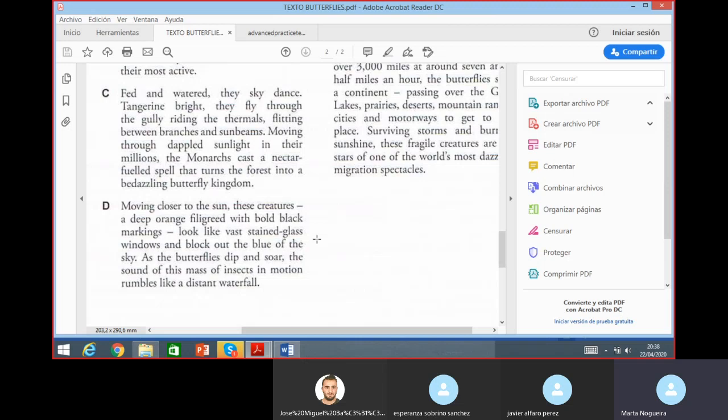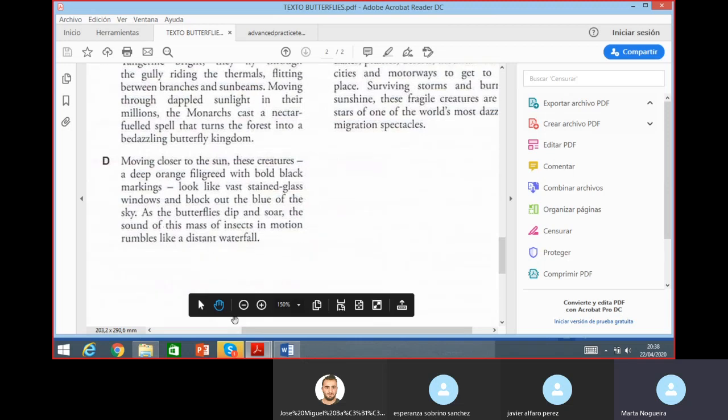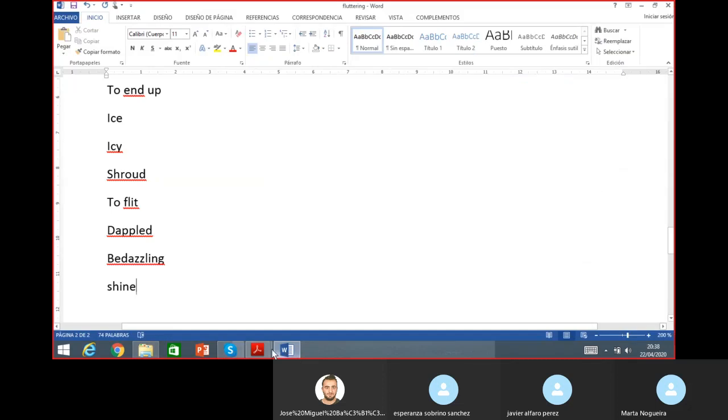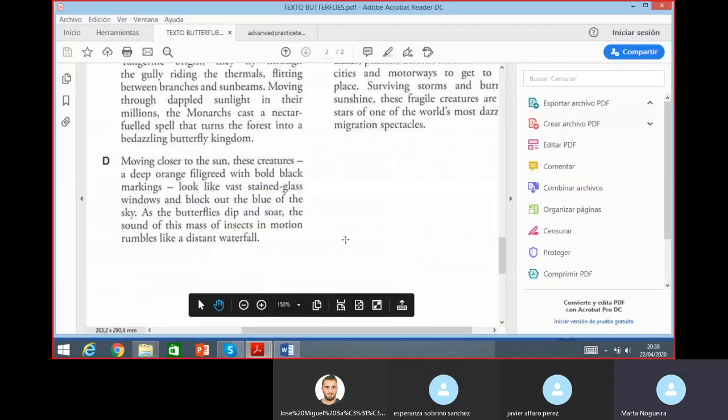The sound of this mass of insects in motion rumbles like a distant waterfall. This is very, very difficult. El sonido cuando las mariposas aletean se parece, rumbles like a distant waterfall. Retumba como una cascada en la distancia. Rumble, retumbar. Y waterfall, cascada. Ok.